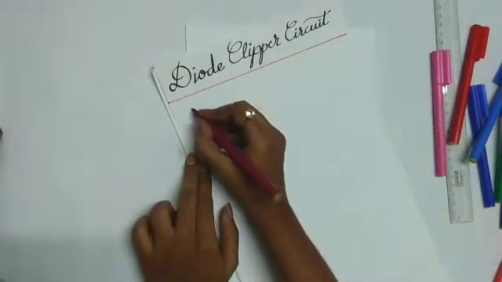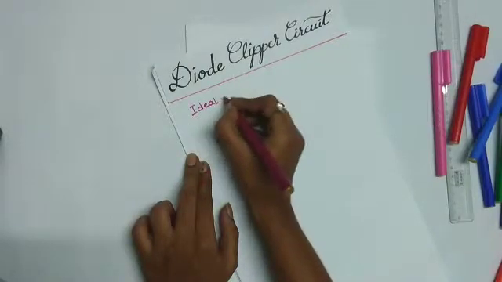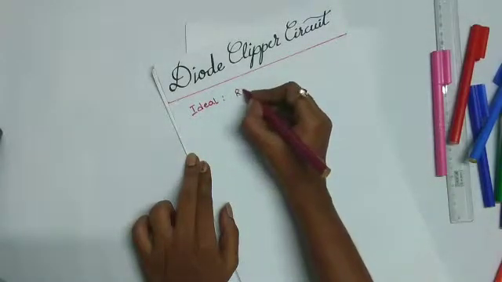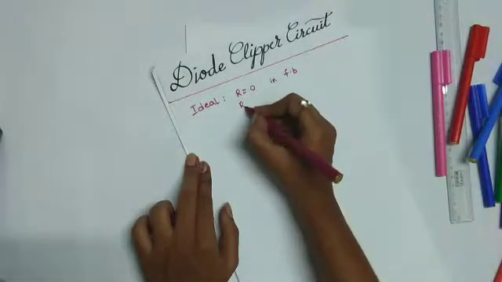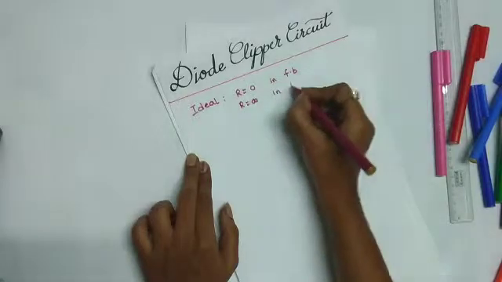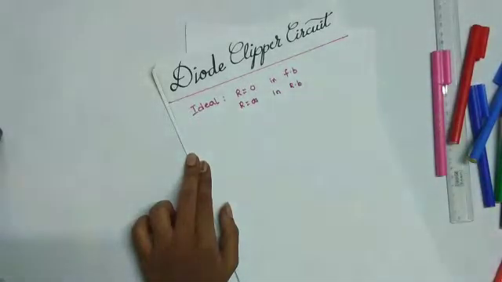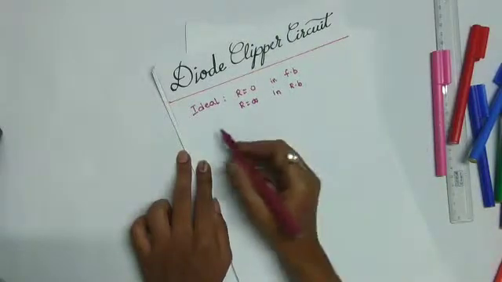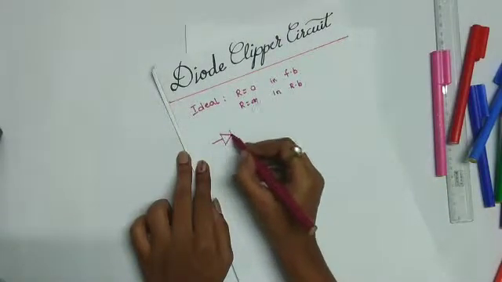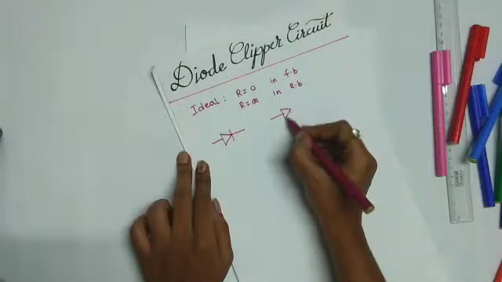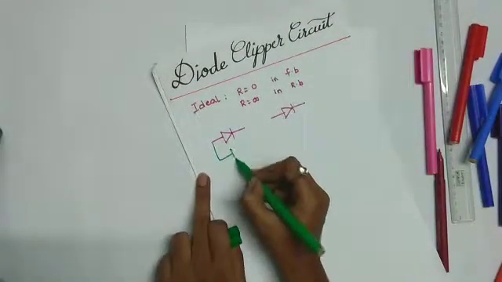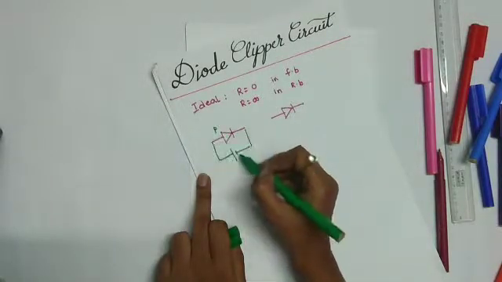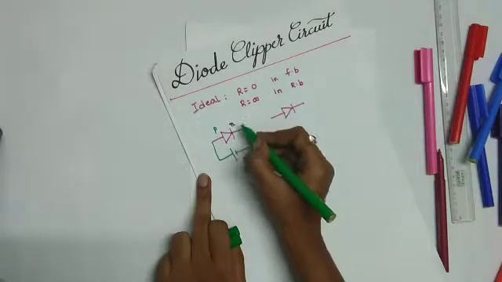For example, consider an ideal diode. For an ideal diode, the resistance is 0 in case of forward bias, whereas the resistance is infinite in reverse bias. Okay, what is forward bias and reverse bias? Suppose you consider a diode like this, and I connect a battery in this fashion, that is, the positive of the battery is connected to the P and the negative of the battery is connected to the N of the diode.